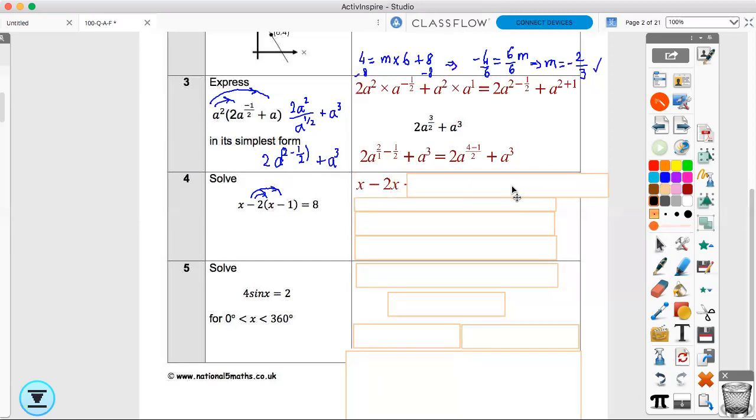And then that means you've got x minus 2x, -2 times -1 is +2, and just equal 8. And now I've got x minus 2x. You've got to simplify that. That becomes -x plus 2 equal 8. And now it's easier to solve.